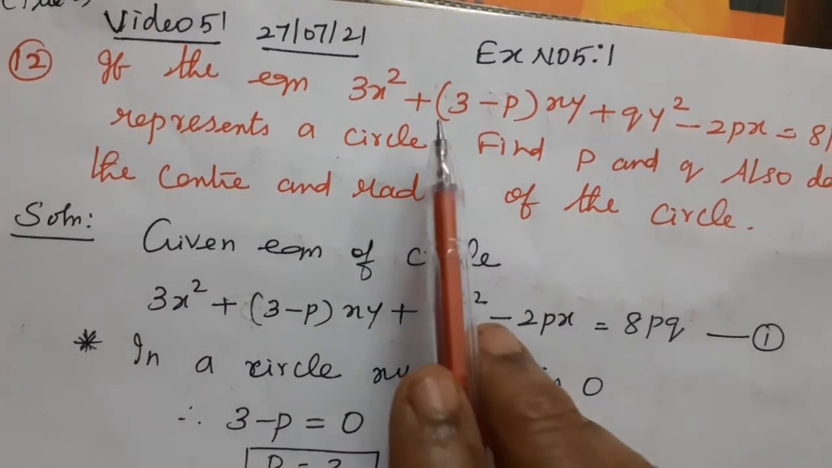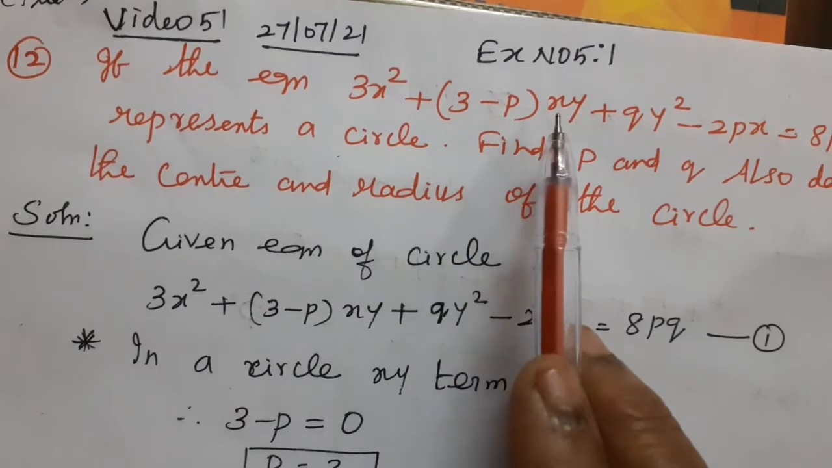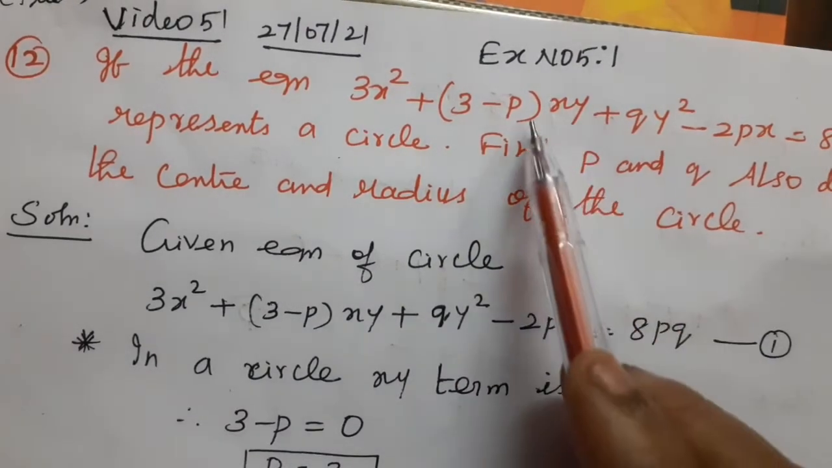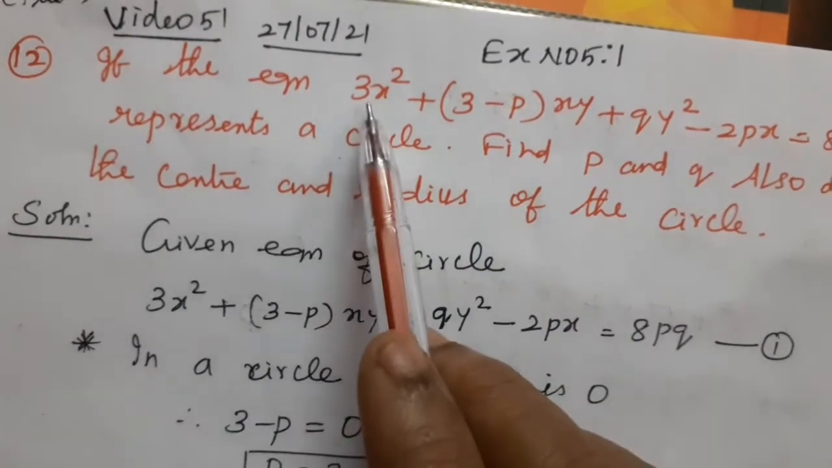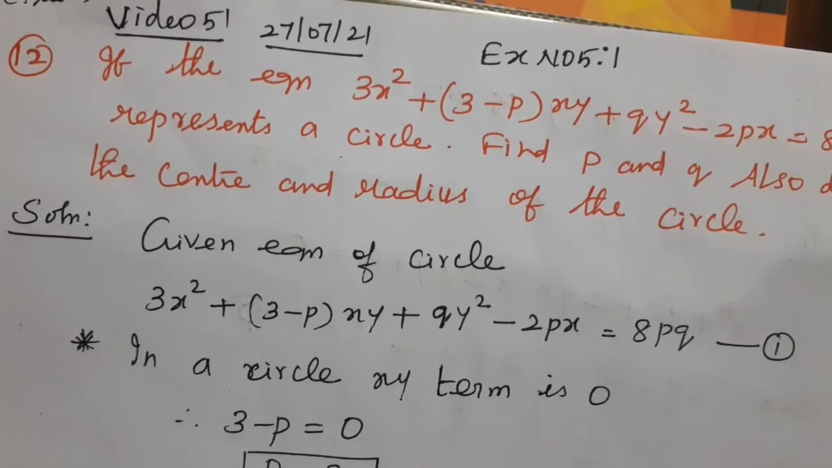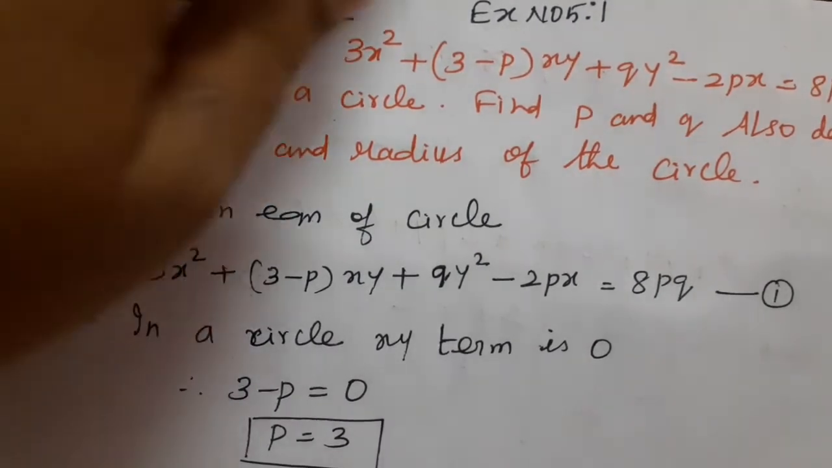Already we remember the equation of a circle. What is the condition for the equation of a circle? The coefficient of the xy term equals 0, and the coefficient of x² equals the coefficient of y². Remember these two conditions.